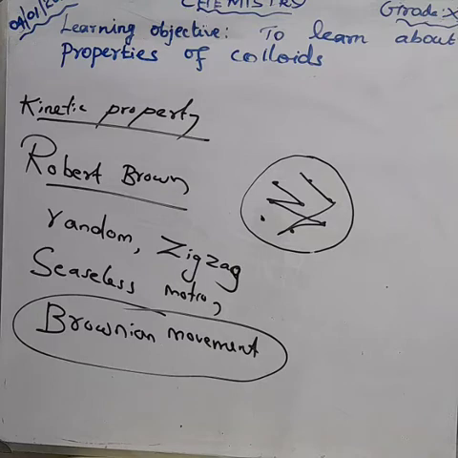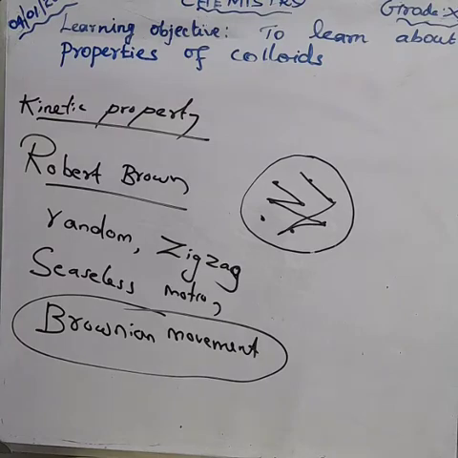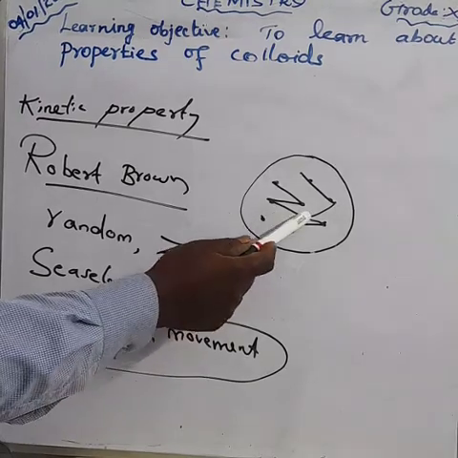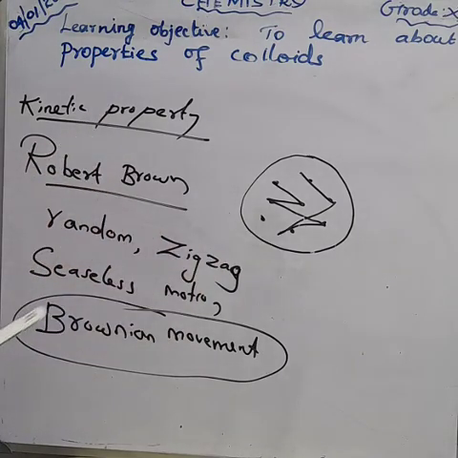Anyhow, the colloidal particles are continuously bombarding with the molecules of the dispersion medium. Here, the particles are continuously bombarded, that means colliding, with the molecules of the dispersion medium. Hence, they follow a zigzag, random, ceaseless or continuous movement. Those movements are called what? Brownian movement.